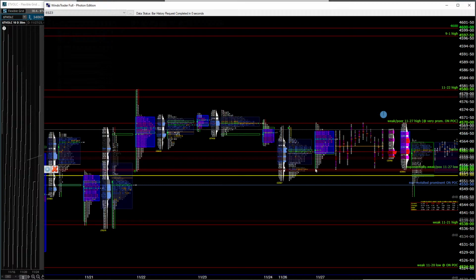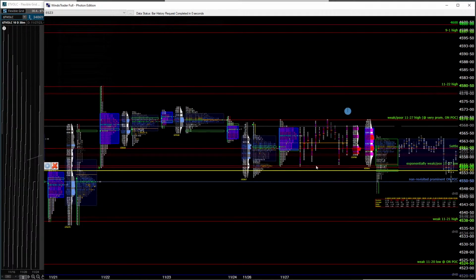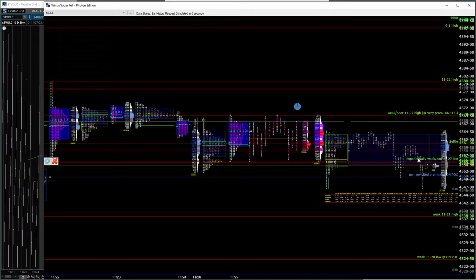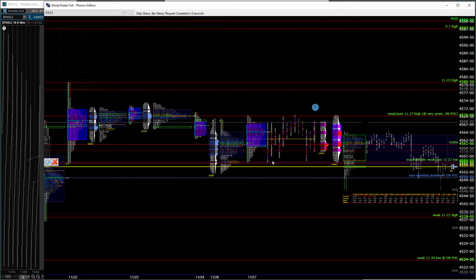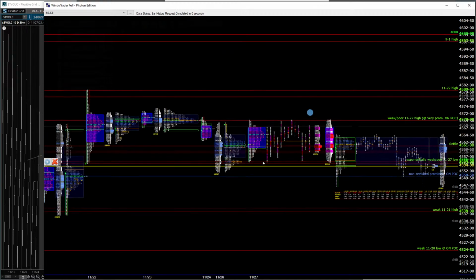Now, yesterday the same thing happened. It was bought from this level again and no excess. So this level now is exponentially weak. Good odds the market is going to take this level soon, maybe today.